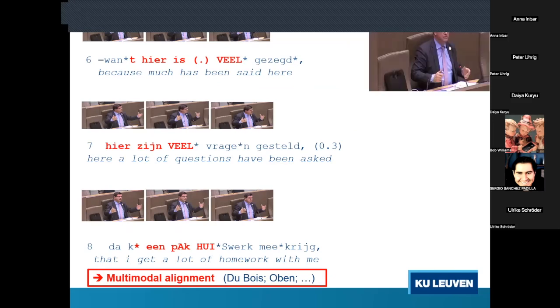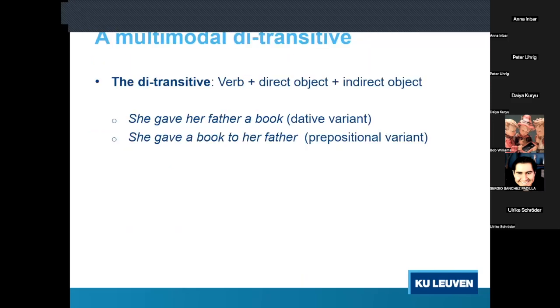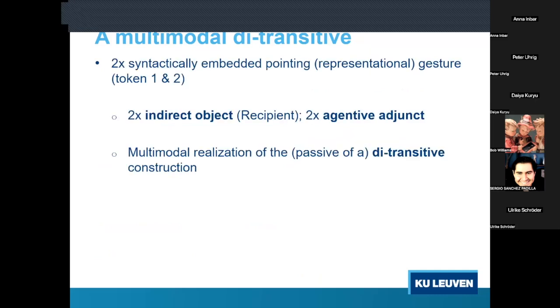It's only by looking at the gesture that you get evidence that it is really a ditransitive which is at stake here. Because twice, the first 2 tokens, you have a syntactically embedded pointing, indicating the indirect object, or in semantic terms, the recipient. A lot has been said here, a lot of questions have been asked to me. And it's not just the recipient which is being made explicit here. It's also the agent, by you. He isn't using the gesture like a lot of things have been said here, a lot of questions have been asked to me.